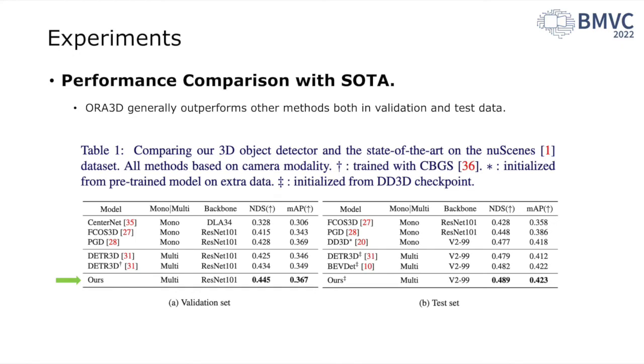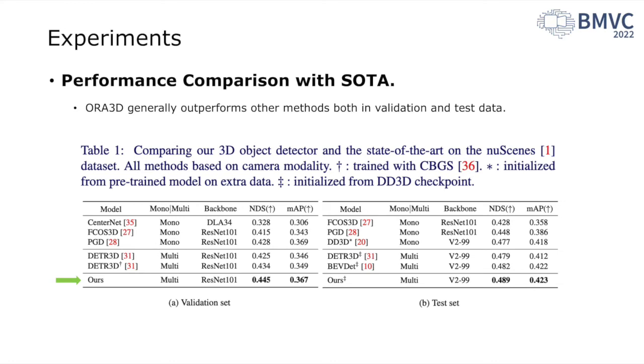We compare our proposed Aura 3D with existing state-of-the-art methods including CenterNet, FCOS 3D, PGD, DD3D, DETR 3D, and BEVDet. The first four approaches take multiple single-view images independently and combine detection outputs for the final output using non-maximum suppression. The last two approaches, DETR 3D and BEVDet, are state-of-the-art multi-view 3D object detection models. As shown in Table 1A and B, Aura 3D generally outperforms other methods in terms of NDS and mAP both in validation and test data.